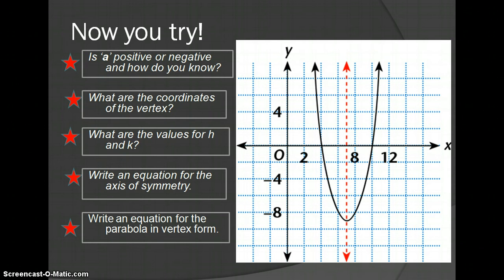First, you must say, is a positive or negative, and explain how you know. Then, what are the coordinates of the vertex? Third, what are the values for h and k? Next, write an equation for the axis of symmetry, and finally, write an equation for the parabola in vertex form.